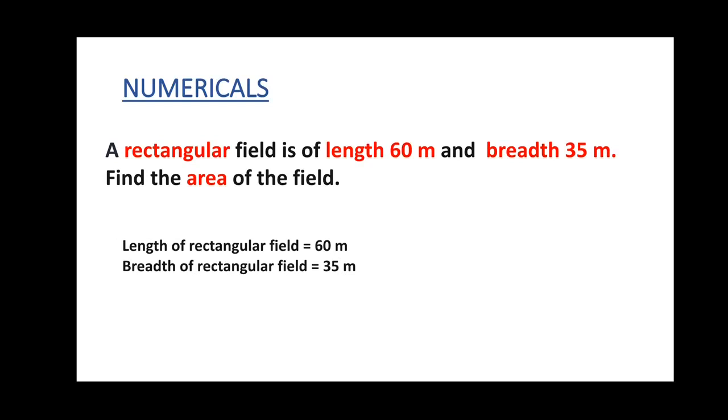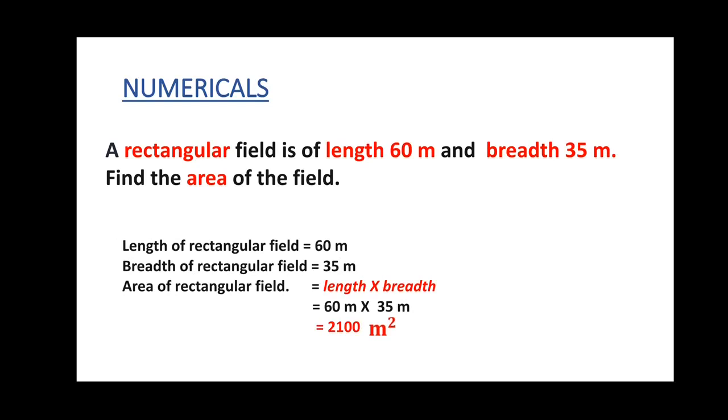Since the field is in rectangular shape, for finding the area, let us use the formula length into breadth. That is, next step is area of rectangular field is equal to length into breadth. Substituting the values, we will get 60 meter into 35 meter. That is equal to 2100 meter square. Always be careful while writing the unit. Since it is area, the units will always be in square terms.